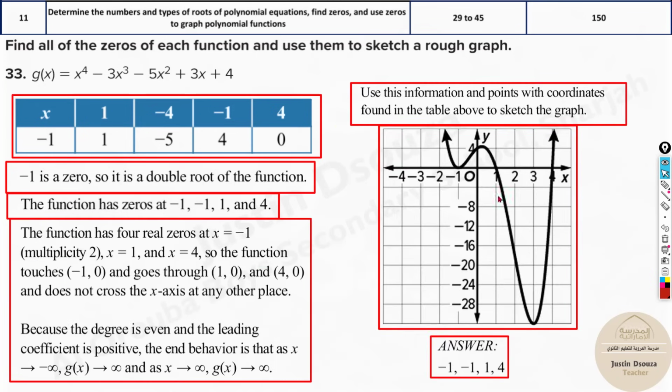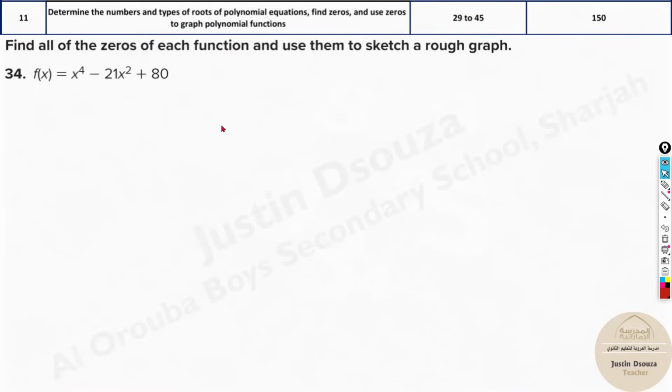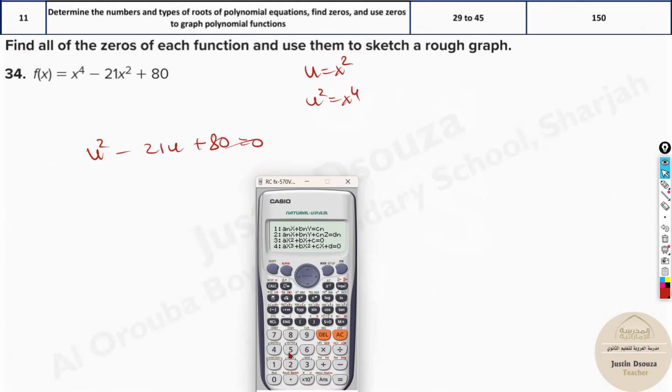And the graphing can be done directly by mode 7 table. Now this one, how would you solve it? Here, don't use the method which we just now did. Here it's much simpler. What is it? You take u as x squared. So what happens to u squared? It is x power 4, and now substitute. It will be u squared minus 21u plus 80. Now solve this up. How do you solve this? Quadratic. Let's do mode 5 3. All you do is press mode 5 and 3, and now type in the coefficients 1, minus 21, and lastly we have 80.